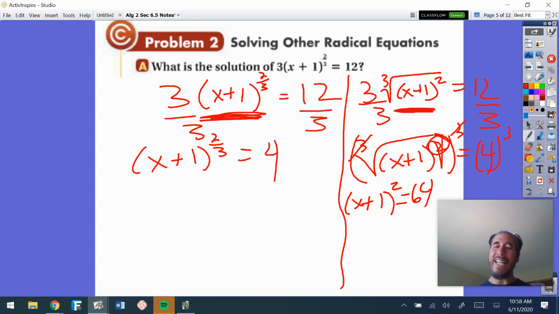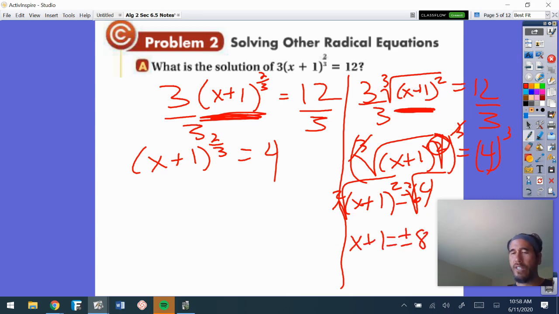Now, I have to get x by itself, and x is still stuck, right? It's inside, but it has a power of 2. So if it's a power of 2, how do I get rid of that? We square root both sides. And the square root of 64 is, what do I have to remember here? Whenever I square root both sides, right, class, I need to remember a plus or minus. And the square root of 64 is 8.